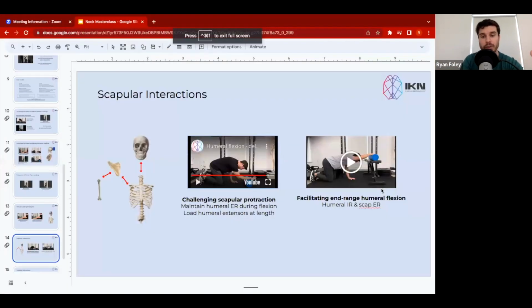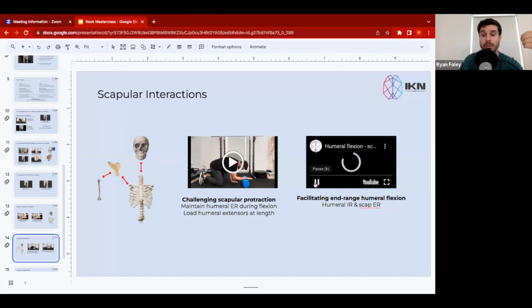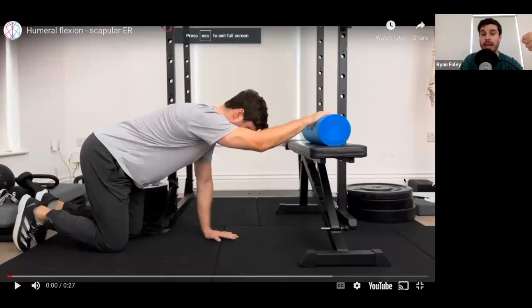So that would be a different strategy when we're trying to restore end range humeral flexion, or even trying to restore thoracic spine extension, where we actually want to encourage internal rotation of the humerus. And we actually want the surface that we have the hand on to be higher or at the same level as the shoulder, not below. Because again, we wouldn't really be able to move that humerus through end range humeral flexion in the previous video we just showed. But here now what we can do is position with the palm down.